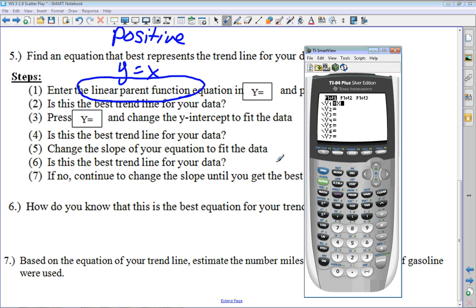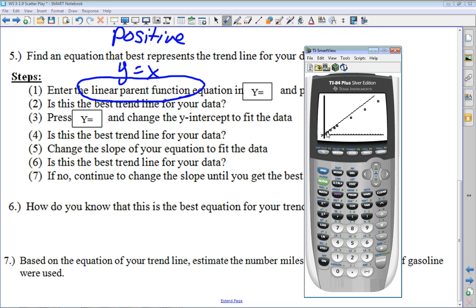Next it says change the slope. Well, let's see. When I look at this, are my dots steeper or flatter than this line? Well, it's steeper. It's going up. Okay, so my slope is getting larger. So let's go in here, and what is my slope right now? Well, my slope right now is 1. Let's try a number bigger. Let's try 5x. Now somebody will say, well, why are you choosing 5x? Well, I don't know. I'm just guessing. I'm just picking a number. So I press graph.